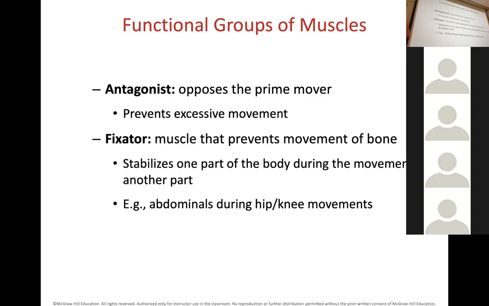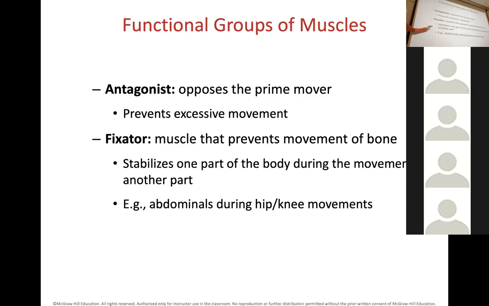And then finally, you have fixator muscles that will also kind of help stabilize and prevent movement of the bone. These will stabilize one part of the body while another part of the body is moving. So I don't have an example of a fixator on the next slide. I have all the other three using the arm as an example on the next slide.